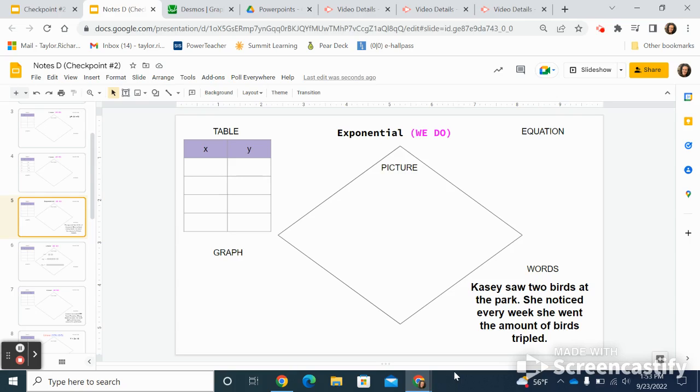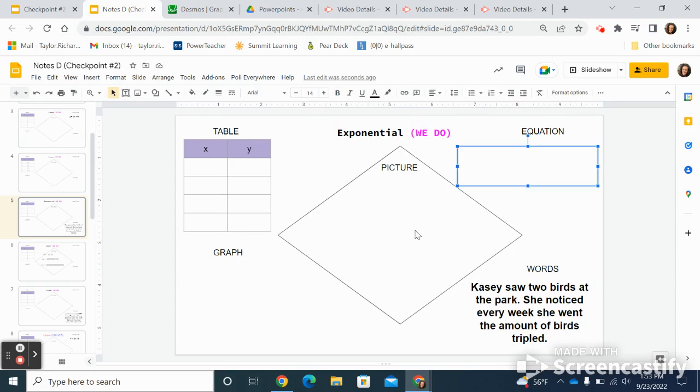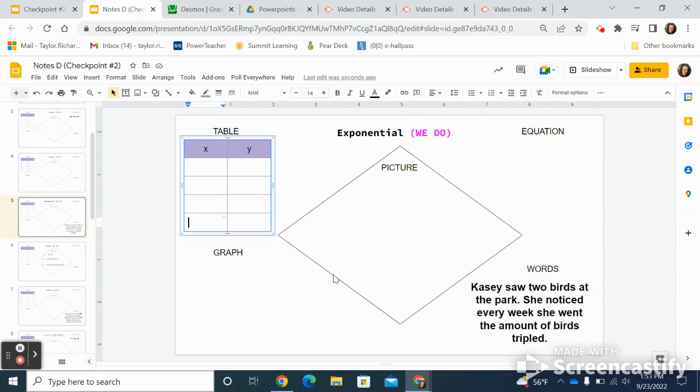All right, our fourth diamond here. I'm telling you, we're kind of changing it up. It's exponential, and we're given the words. We have to figure out equation, table, picture, and graph.